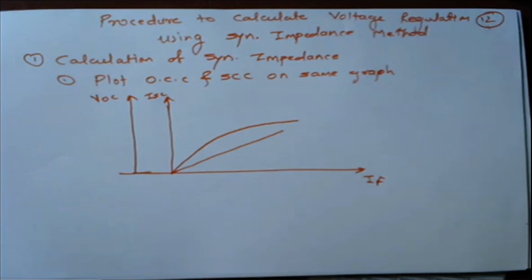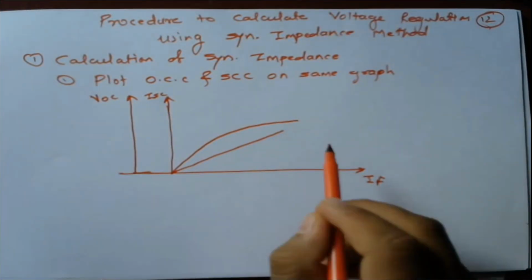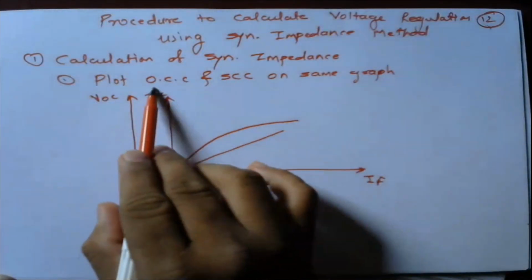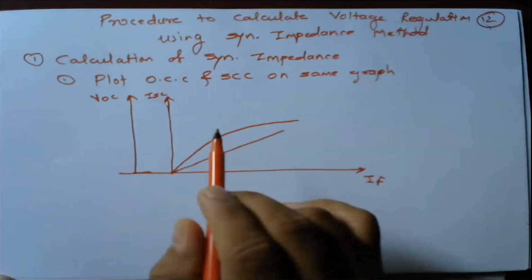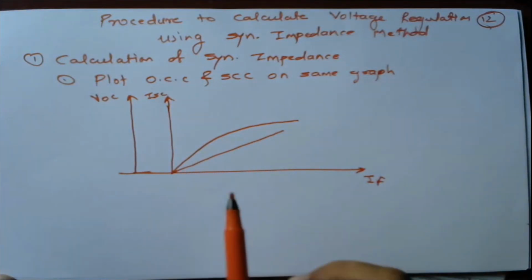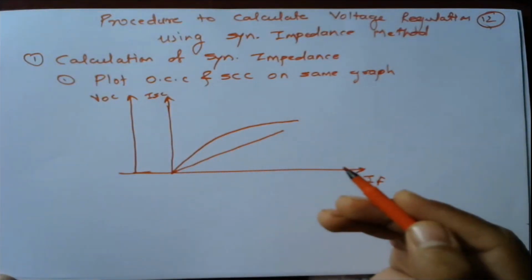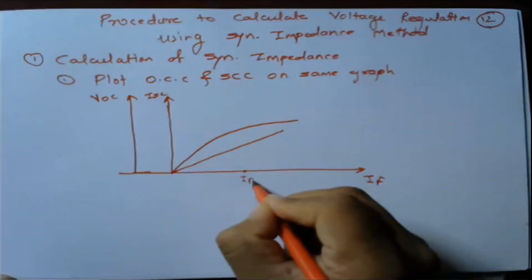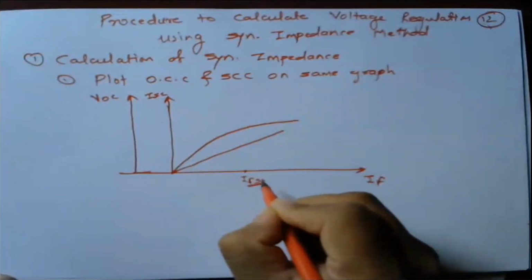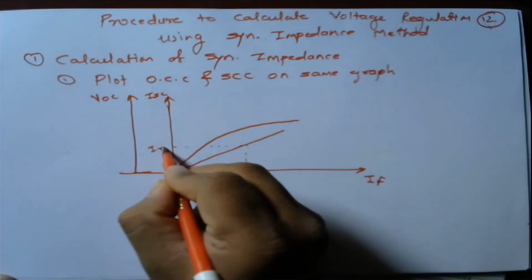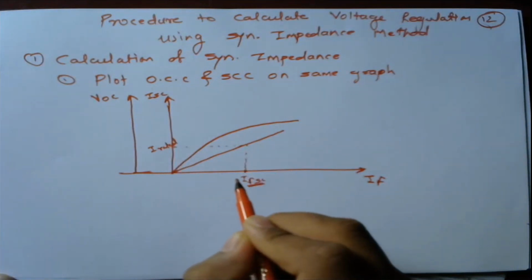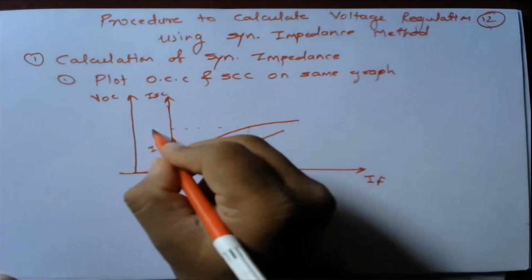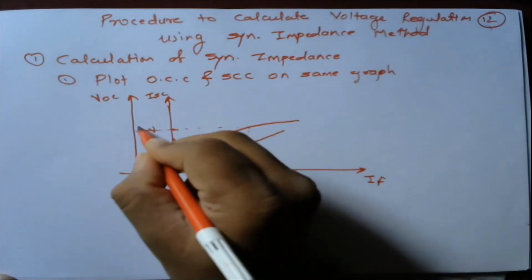Right? Now once OCC and SCC are plotted on the same graph paper, we have to find the field current required to produce full load current. Let us say this is ISC, at which I'm getting the rated current. And at the same field current I have to take this VOC.